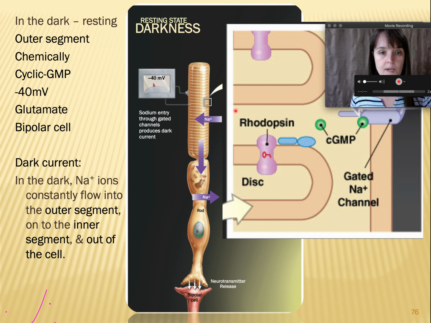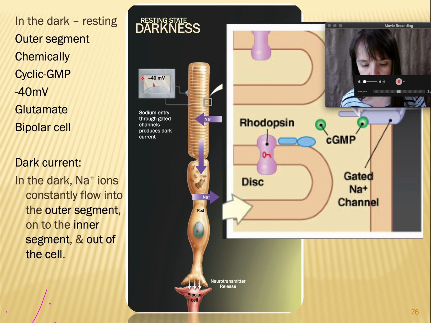Okay, so the sodium ions continuously flow into the outer segment. This is the outer segment, inner segment. They continuously flow into the outer segment from outside the cell. As you know, anytime you open sodium ion channels, sodium will rush in. So in the dark, the transmembrane potential of the outer segment here is negative 40 millivolts.